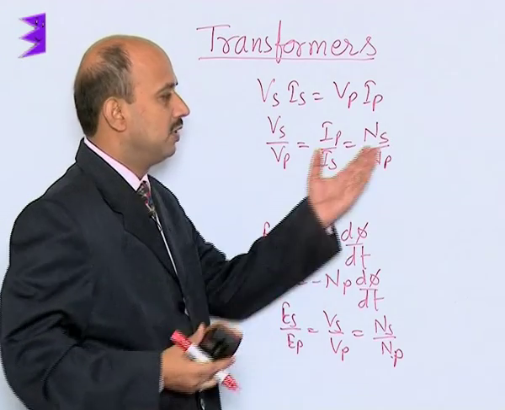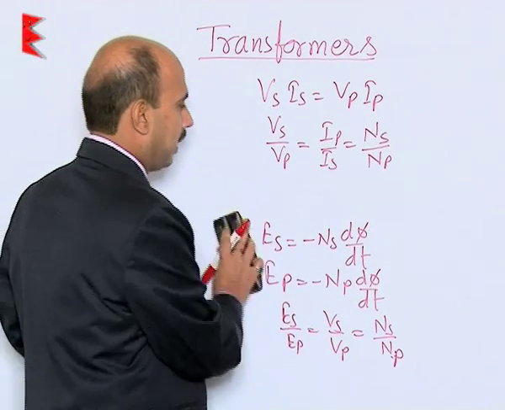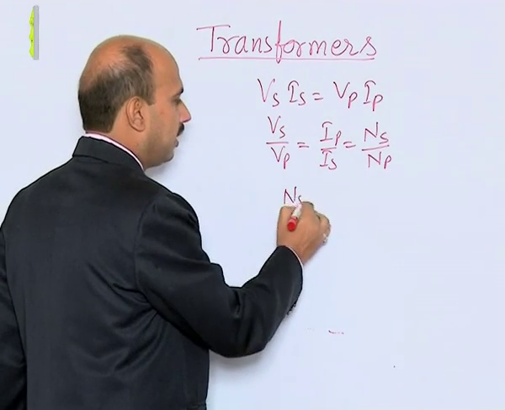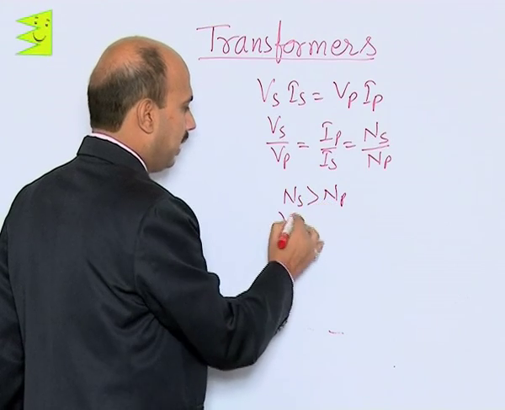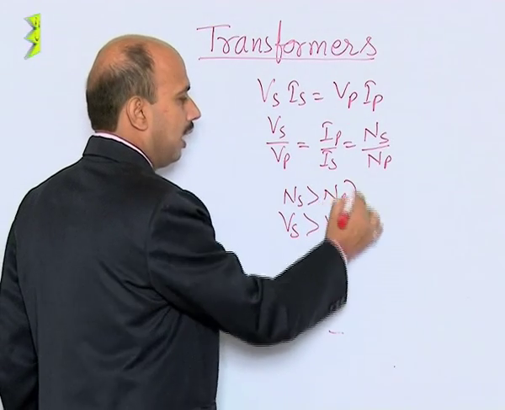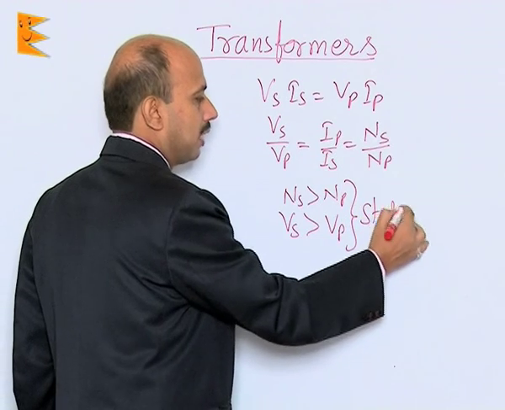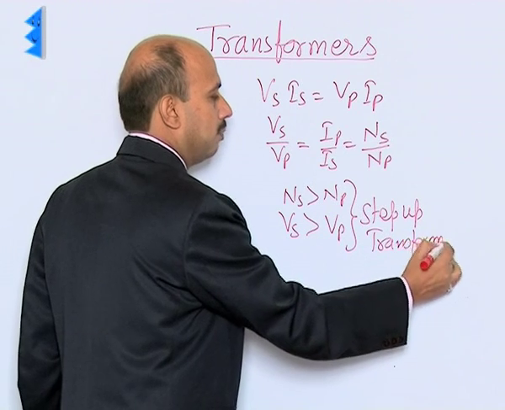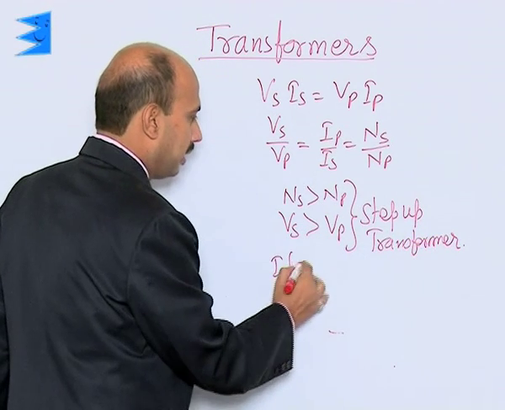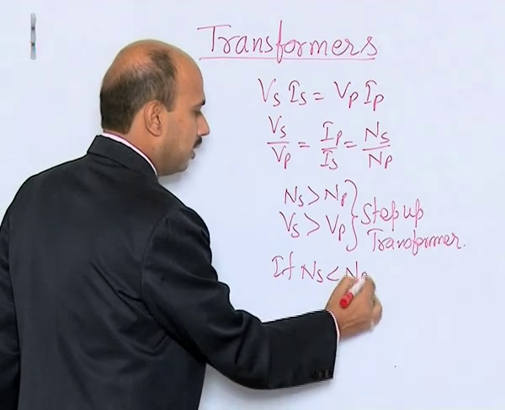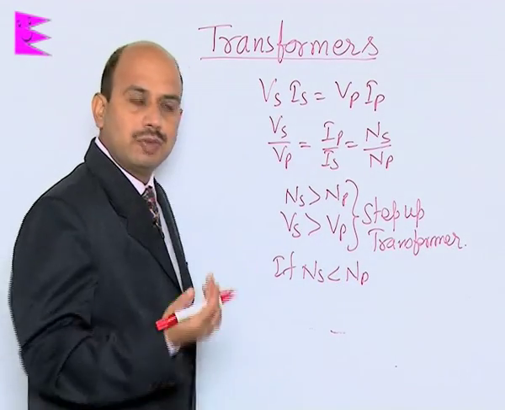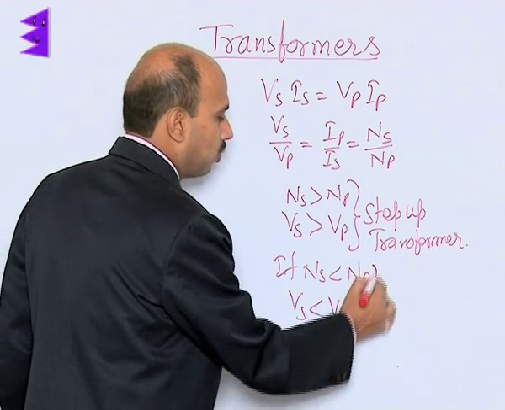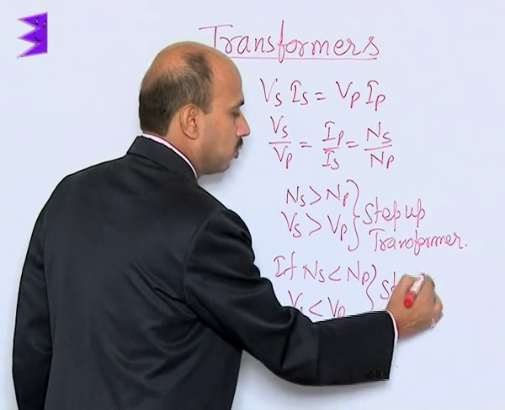Ns is the number of turns in the secondary coil, Np is the number of turns in the primary coil. Suppose Ns is greater than Np, then you get Vs greater than Vp, and that is called a step up transformer. If Ns is less than Np, then the output voltage, that is secondary voltage, will be lesser, Vs is less than Vp, and that is called a step down transformer.